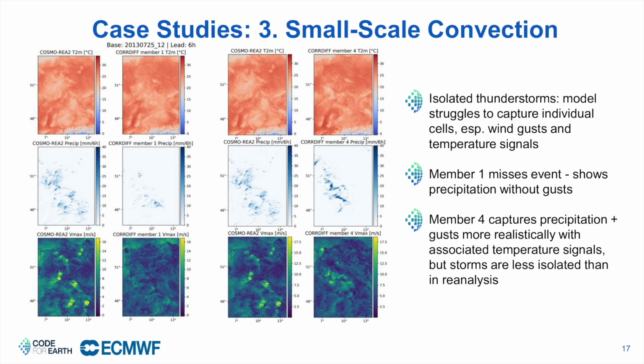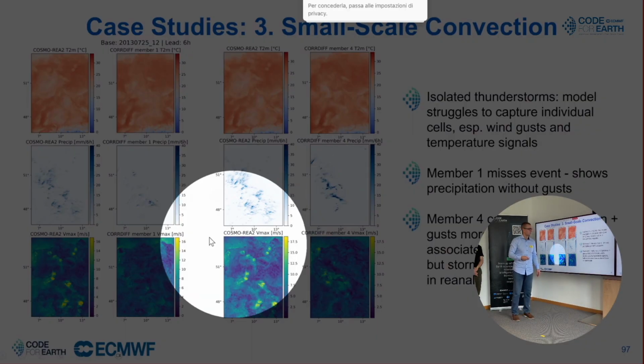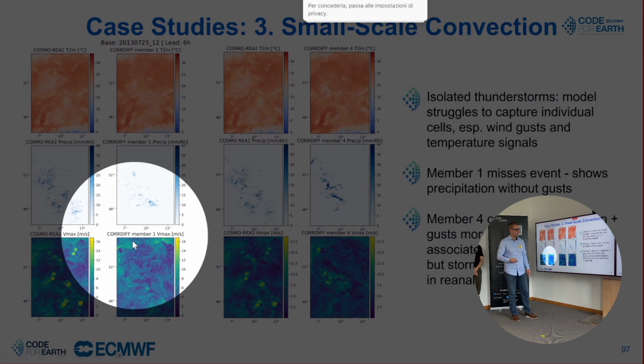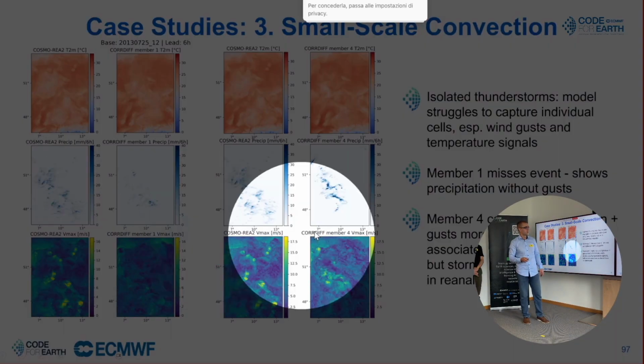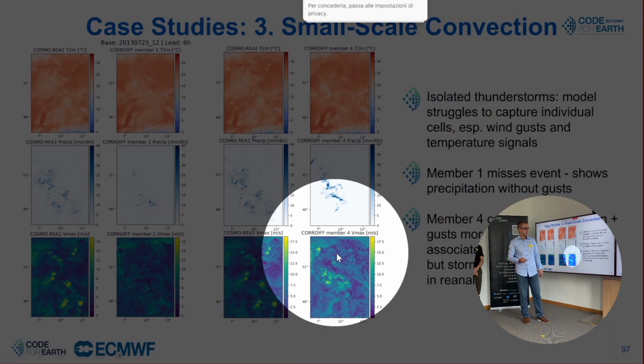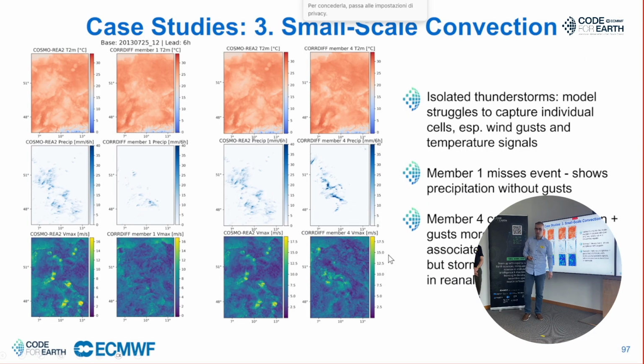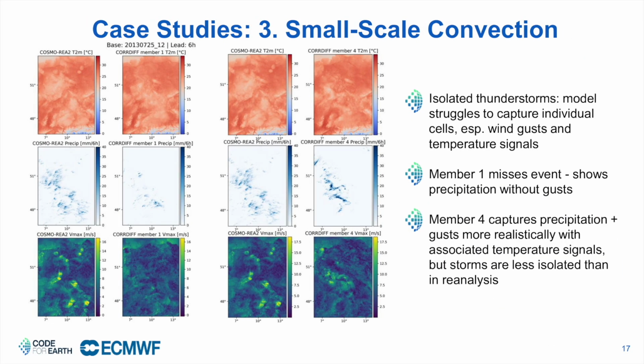Last, we have small-scale convection, and here we compare 2 ensemble members. So on the left, the first member missed the event entirely. It predicts precipitation without associated wind gusts, which are typically present in this kind of event. But on the other hand, the other member predicted precipitation and wind gusts quite well, although the storms were not as isolated as in the ground truth data.